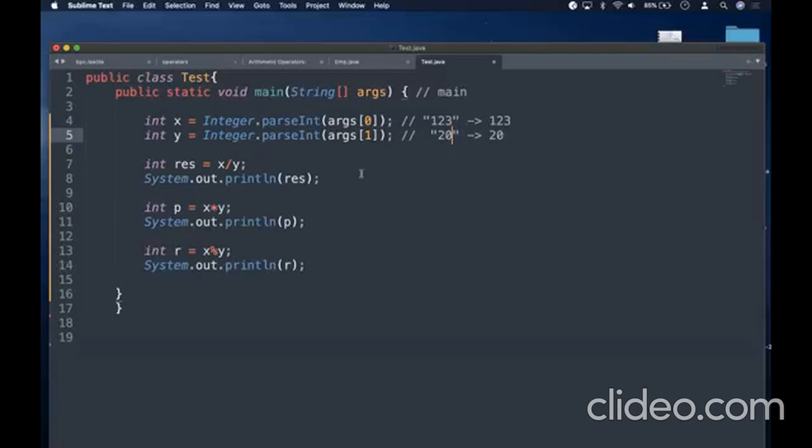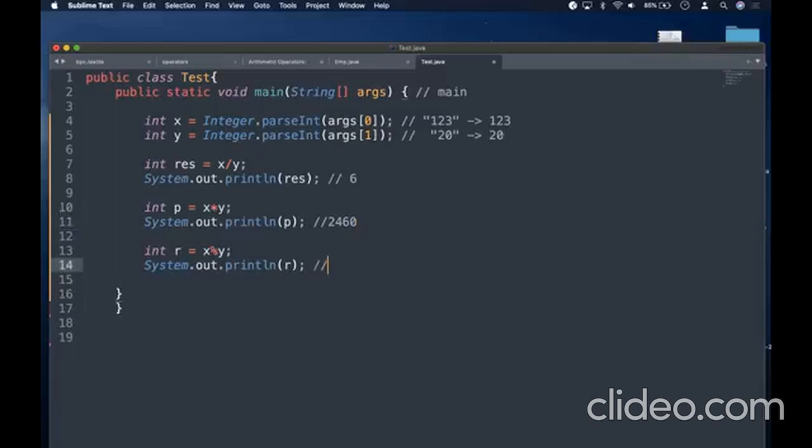So the output is going to be here. 123 by 20 is actually 6, right? 6 we are going to get. Now the product, 123 into 20, will be 246 and then 0. That's the value. 246 is 123 into 2, and then we will have a 0.